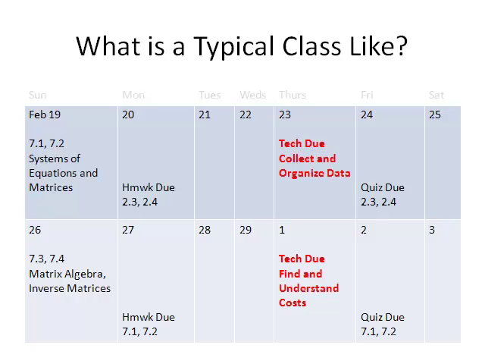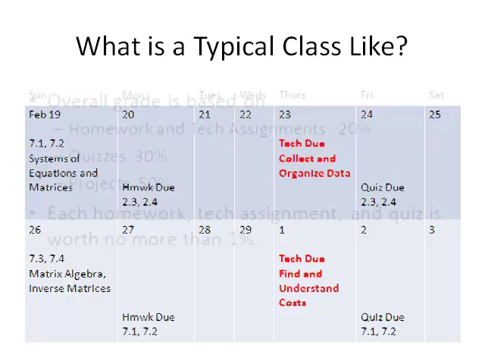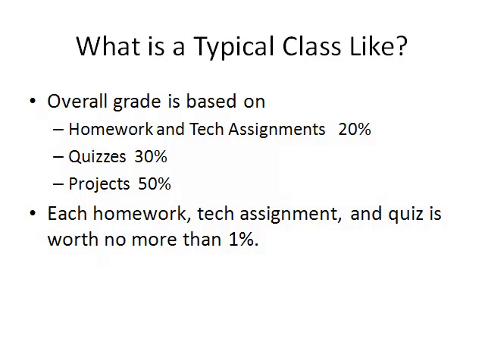week, 7.3 and 7.4. Students essentially complete the homework prior to the class meetings and use the class meeting for concepts that they have trouble with. This is my version of the flipped classroom. I break their grades down to 20% homework and tech assignments, 30% quizzes, and 50% projects. This ensures that they are not penalized a huge amount for any one item.